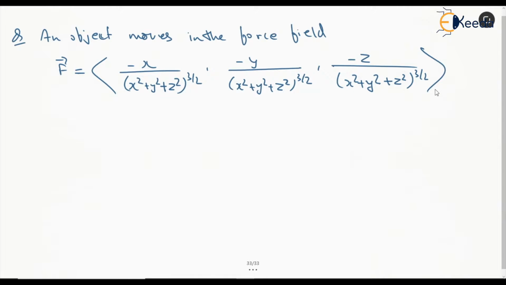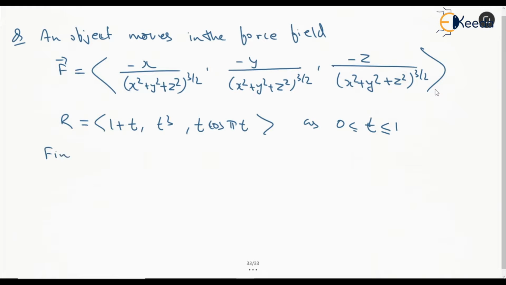right? Along the curve R given as 1 plus t, t cube, and t cos pi t, as t is between 0 to 1, right? So find the line integral.